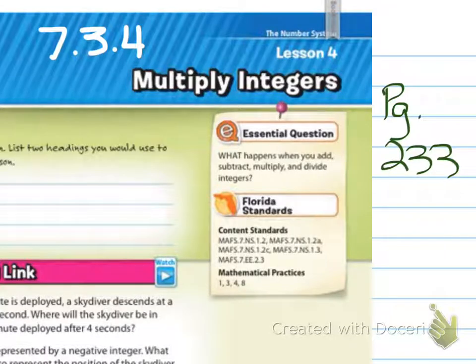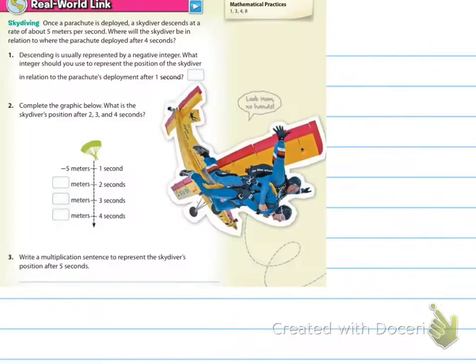All right, so we're going to be looking at 7.3.4, multiply integers. That's the 7th grade textbook, chapter 3, lesson 4, multiplying integers, which begins on page 233. So on the top of your page, you should be writing all of this. Pause the video if you need more time.